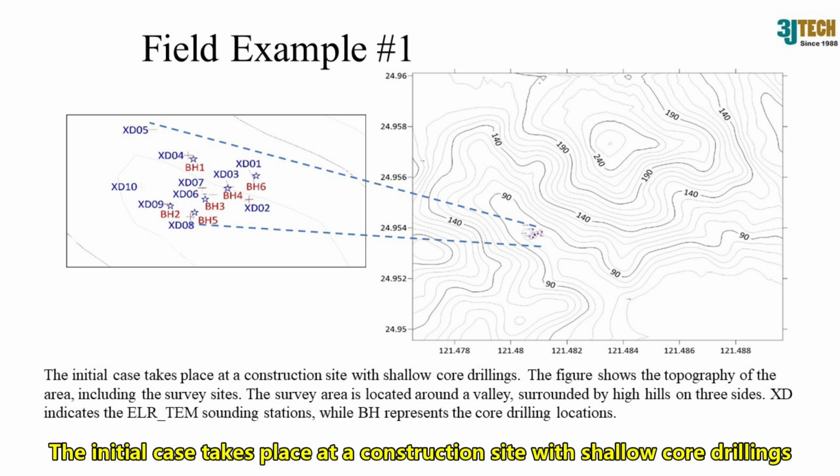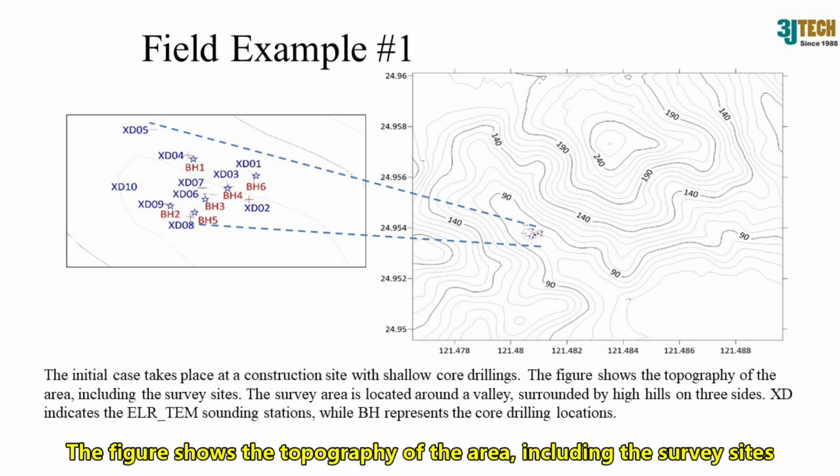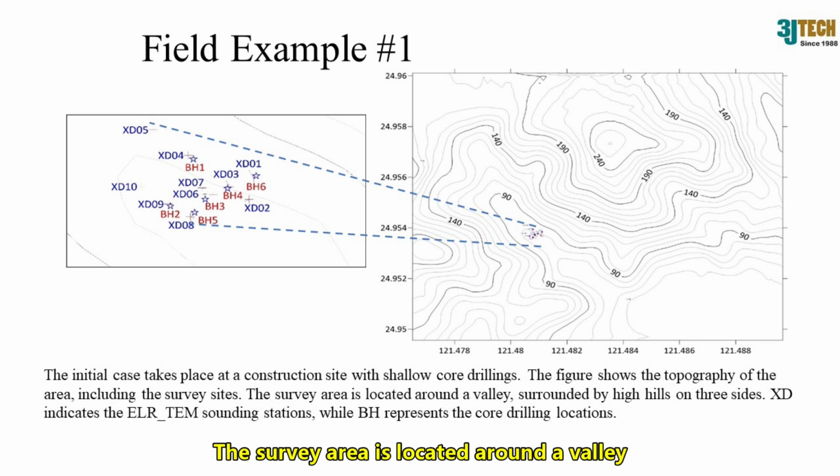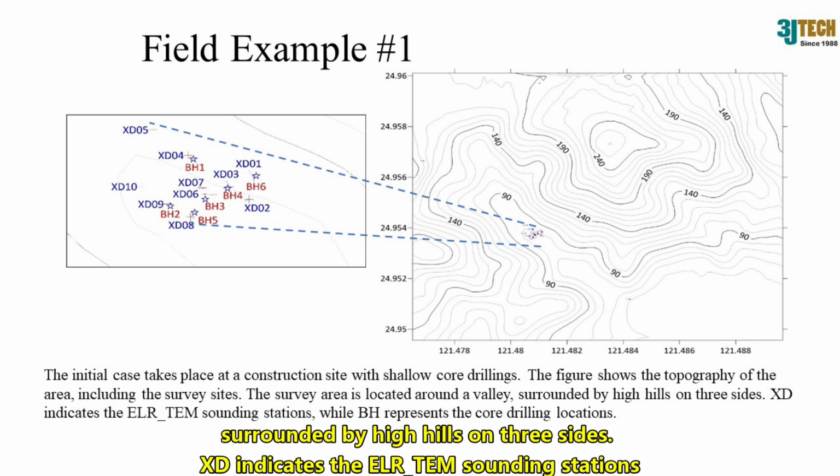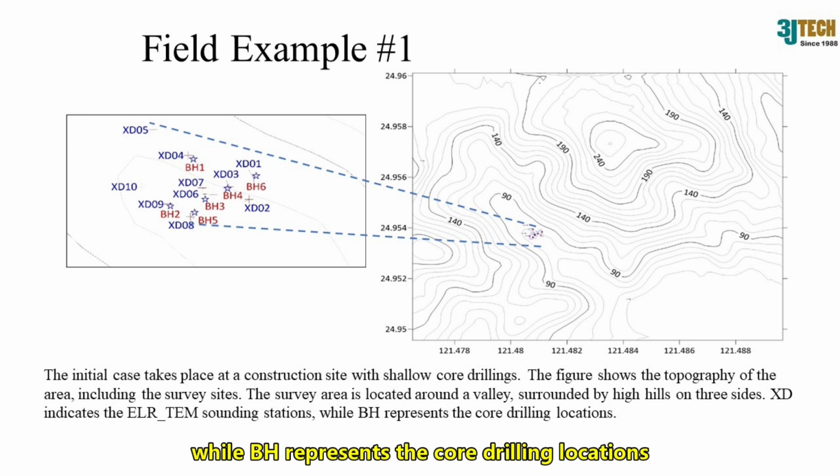The initial case takes place at a construction site with shallow core drillings. The figure shows the topography of the area, including the survey sites. The survey area is located around a valley, surrounded by high hills on 3 sides. XD indicates the ELR_TEM sounding stations, while BH represents the core drilling locations.